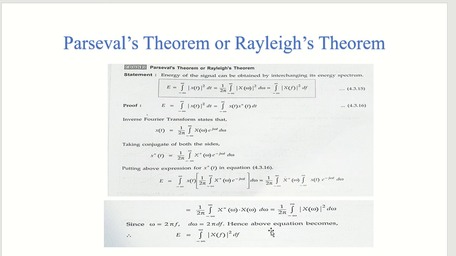So what did we just prove? We proved that the energy of any signal can be obtained by integrating its energy spectrum, right? So you just integrate the energy spectrum and you will get the energy of your signal. So these were all the properties of the Fourier transform.